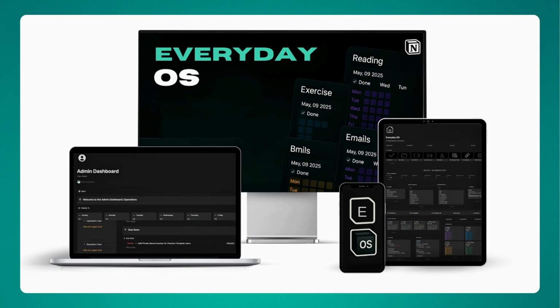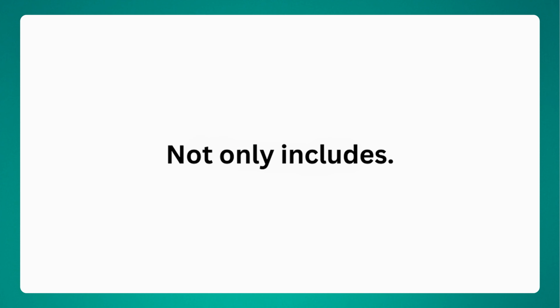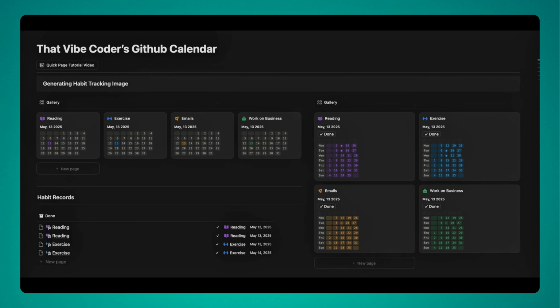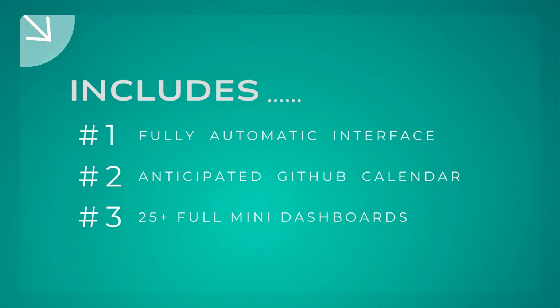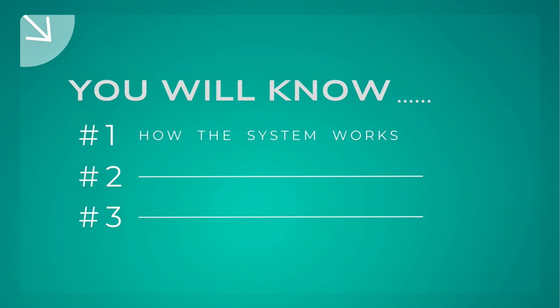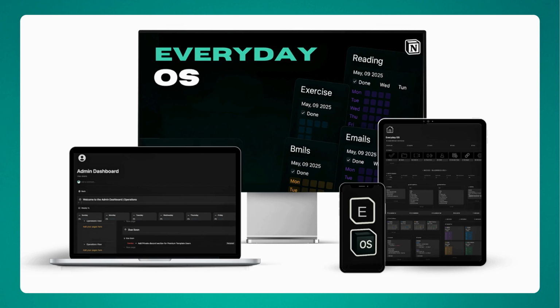Everyday OS, a powerful yet easy to use Notion dashboard that not only includes a fully automatic interface updated with all of Notion 2.0, the anticipated GitHub calendar, but 25 plus intricately designed mini dashboards within the operating system itself. And at the end of this video, you'll know how the system works, how to navigate through the system, and the power that this operating system really holds.